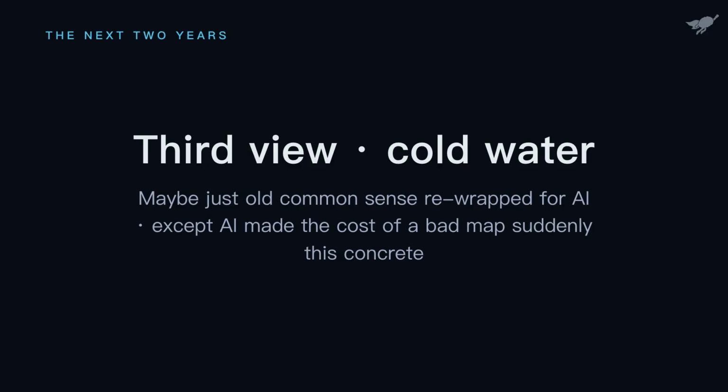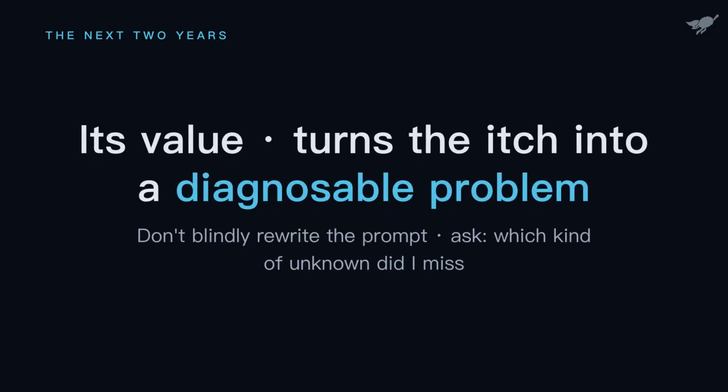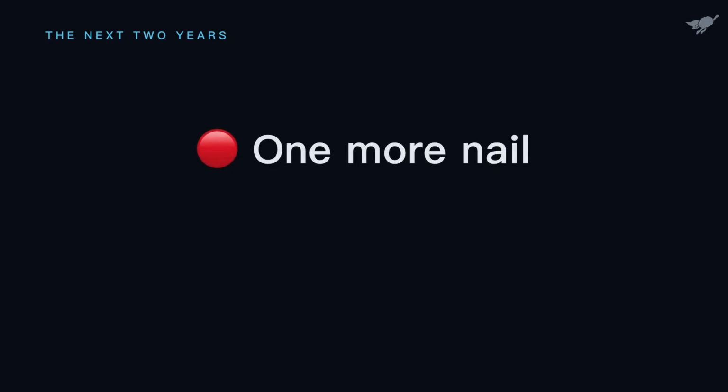Finally, my own take. I genuinely think this method is useful. Its biggest value is turning that vague, frustrating "the AI keeps drifting" into a problem you can actually diagnose. Next time it drifts, you don't have to blindly rewrite the prompt. You can ask yourself, which type of unknown did I mishandle? Did I not write it in? Did I know it but never resolve it? Did I have a hidden preference I never voiced? Or did I simply not know that PIT existed? Different disease, different cure.